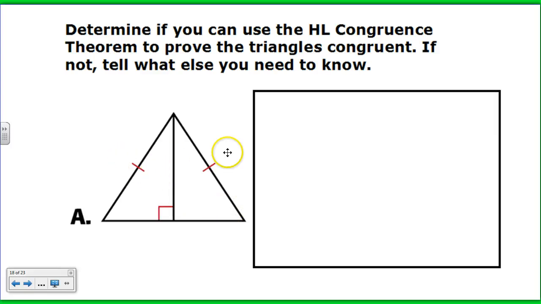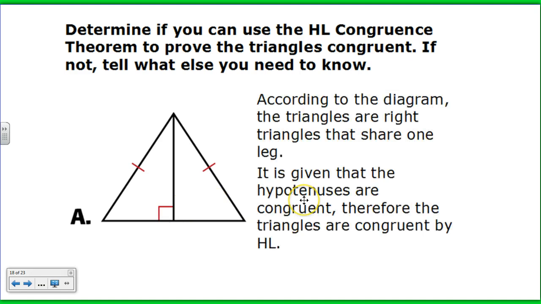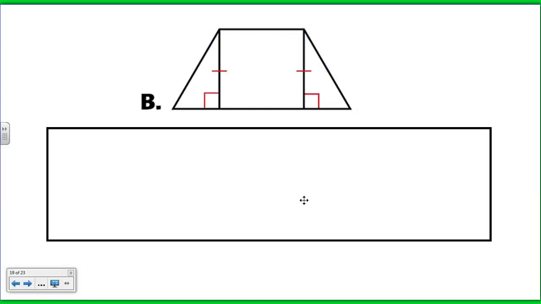So we have, look at that, we have these two sides. Are those the legs or the hypotenuse? Yep, they're both hypotenuse. And then all we need is a leg. Do we have a leg we know from each triangle that is congruent to the other? And we do, don't we? We have a shared leg. So we can use the hypotenuse leg theorem to prove congruency here.